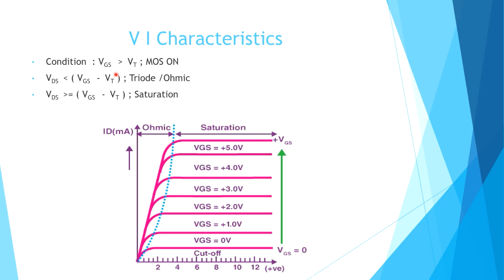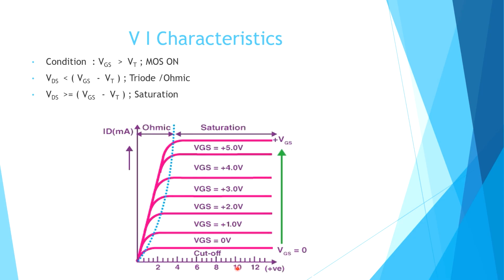Now let us see the VI characteristics of MOSFET. The first condition is to turn the MOSFET on, or to pass current through the channel. The condition is VGS is greater than VT. So it has a threshold voltage. Below that, it remains in cutoff. As you can see here, this is the cutoff region.